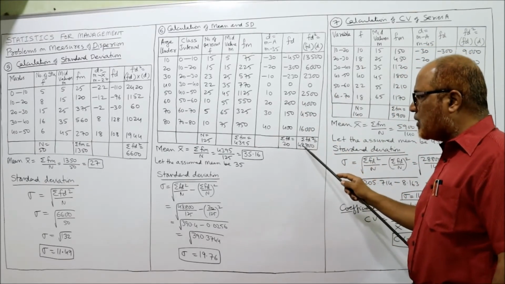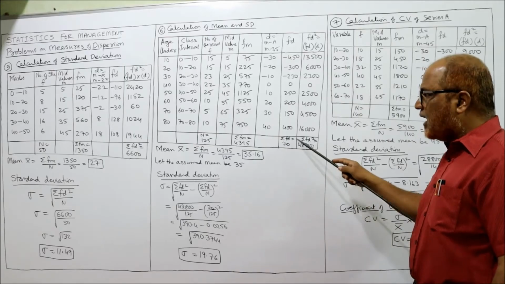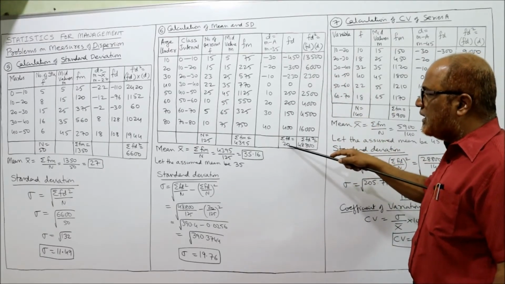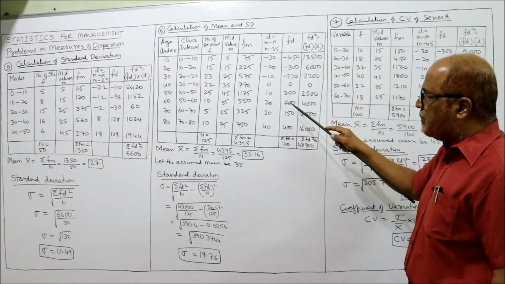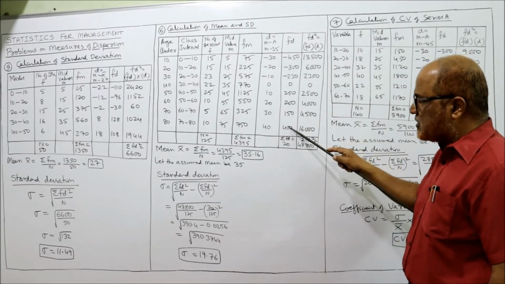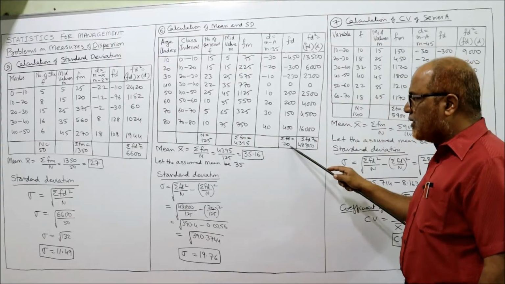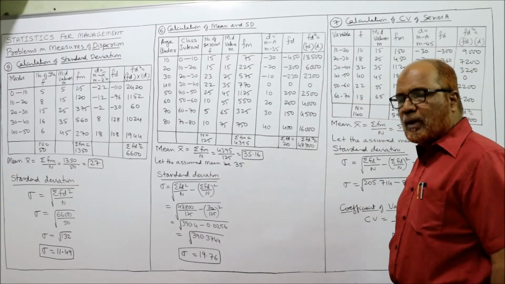Take the total of FD square, 48,800. And take the total of FD also: minus 450, minus 300, minus 230, plus 250, plus 200, plus 150, plus 400, that is 20. We got the FD value, we got the FD square.